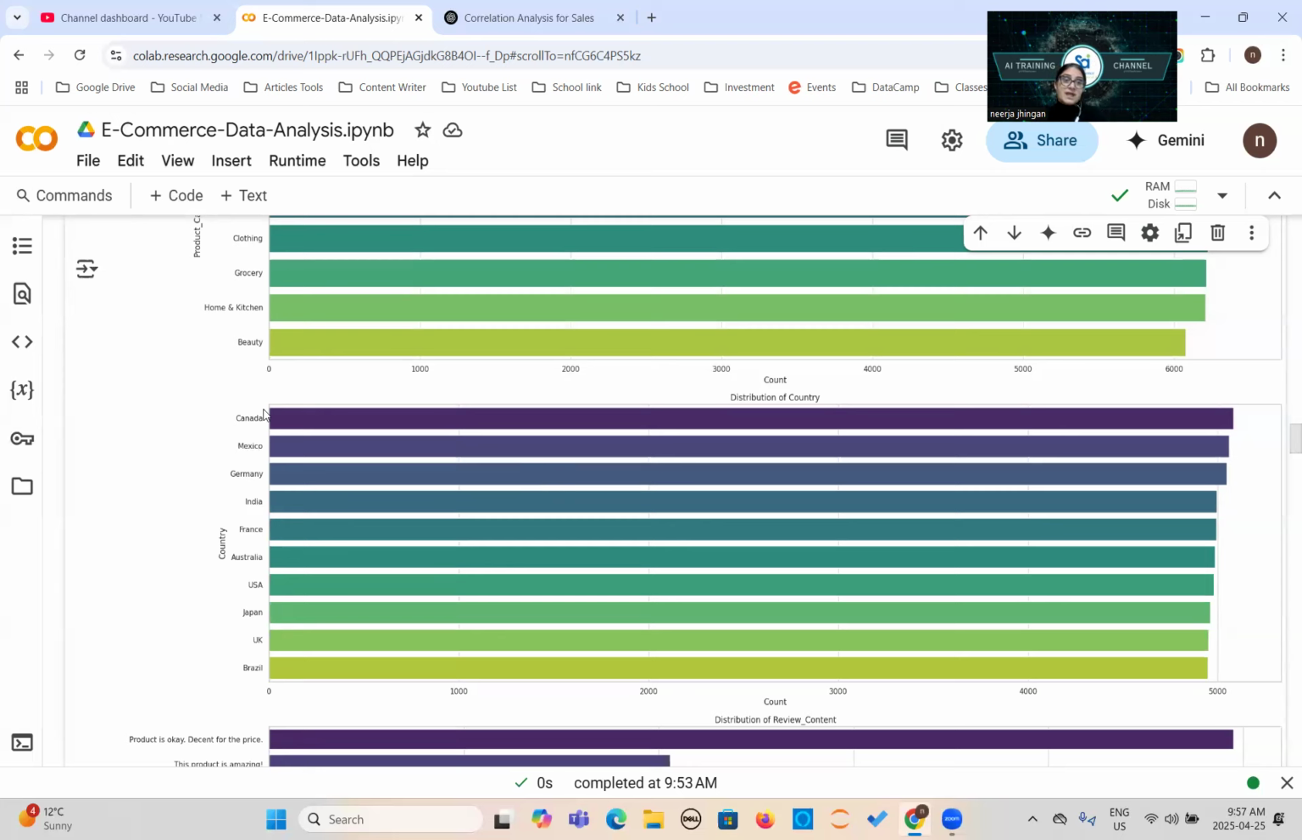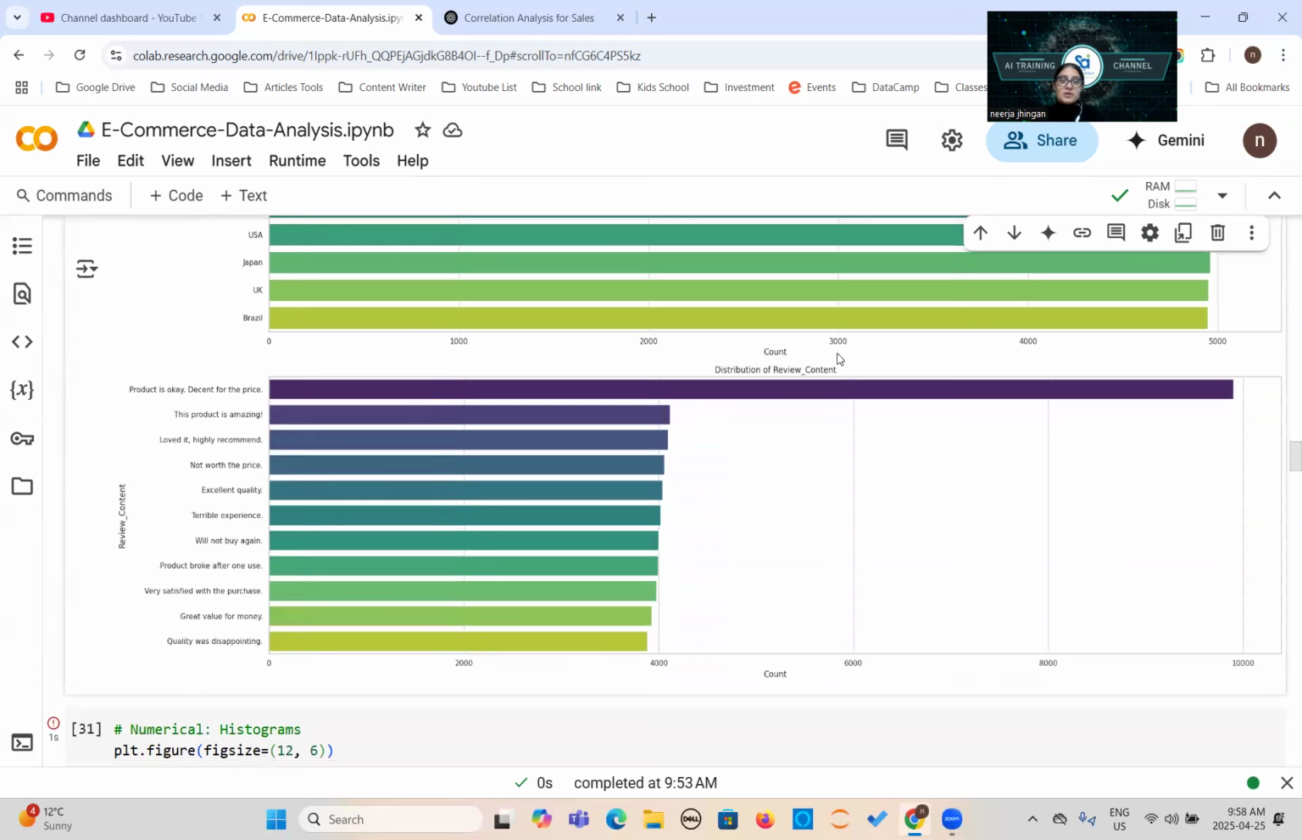If we look at it, Canada has the highest sales of your product. Okay, this is above 5,000 transactions. And then Mexico, Germany, India, France, Australia, USA, Japan, UK, and then Brazil. So your stakeholder will get a clear idea. Okay, so this is a very useful insight.